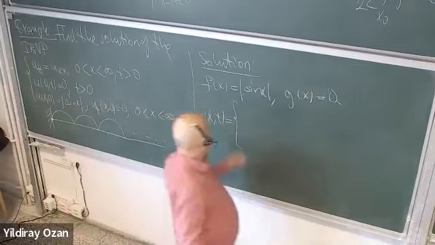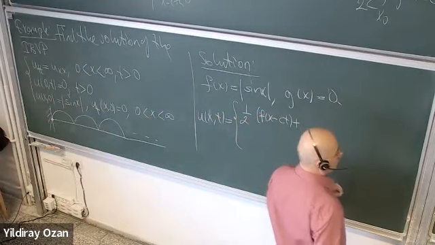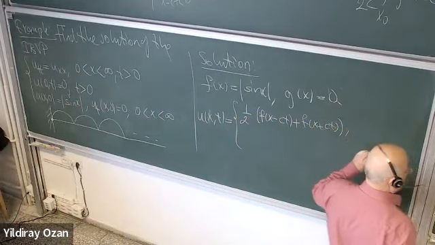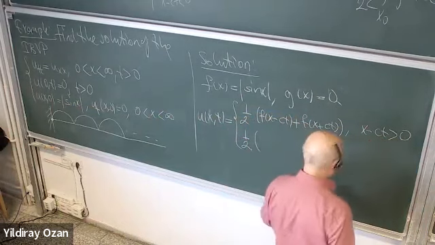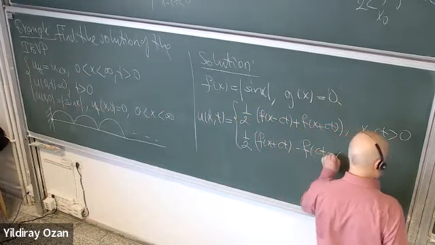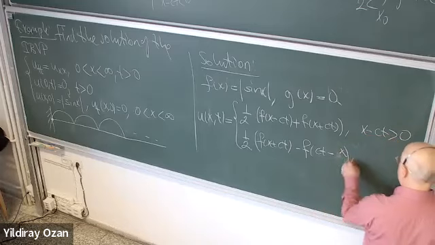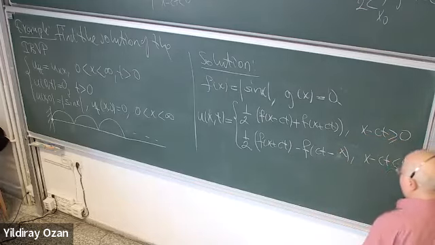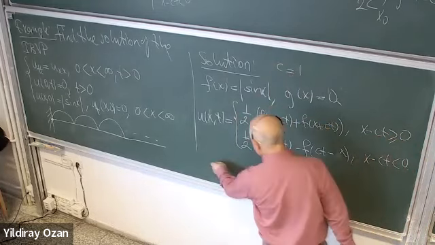So 1/2 [f(x−ct) + f(x+ct)] if x minus ct is positive, and 1/2 [f(x+ct) − f(ct−x)] if x minus ct is negative. c equals 1. So we have what?